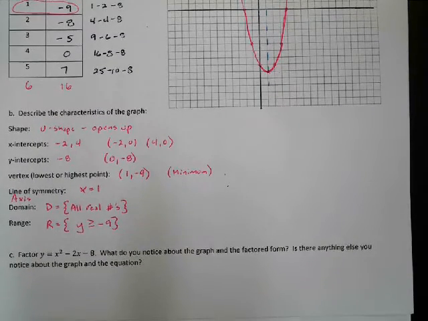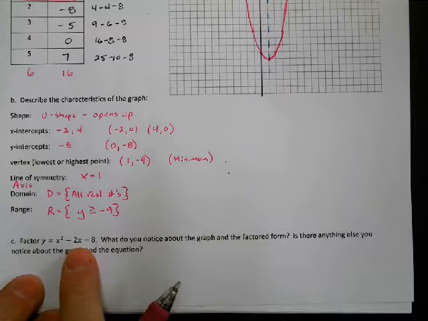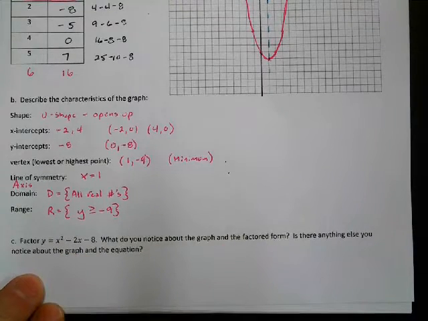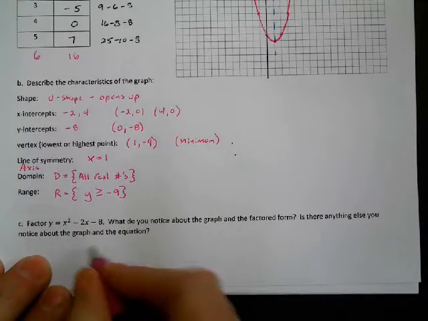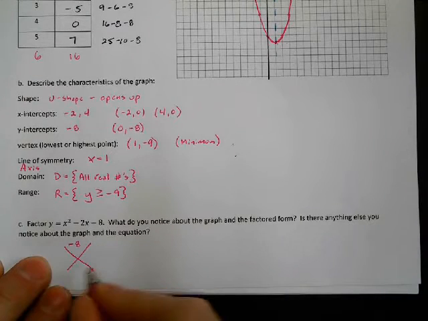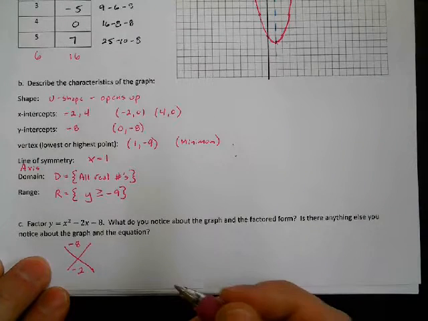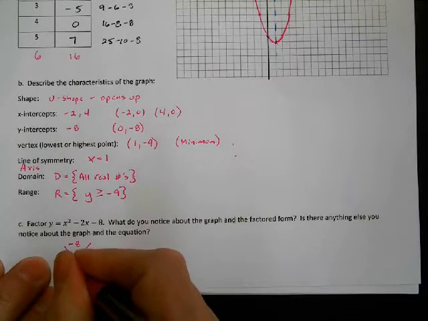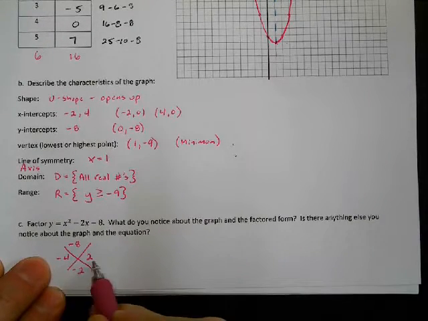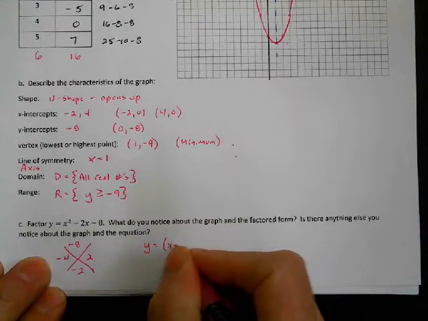All right, part C. What if we factored this thing? What do we notice about our factors if we looked at it in factored form? So for this one, remember factoring, when we don't have a leading coefficient, we can just say, okay, what multiplies to give us -8, but adds to give us -2. So what's multiplying to give me -8, adding to give me -2, that would probably be -4 and +2, because -4 times 2 is -8, -4 plus 2 is -2. So this one would factor into x minus 4 and x plus 2.